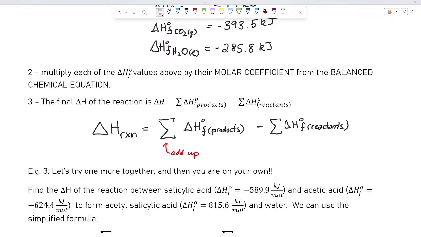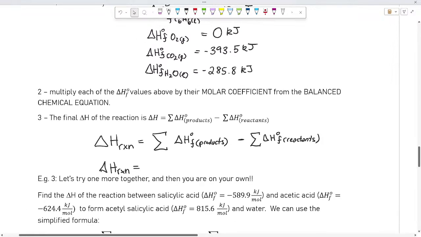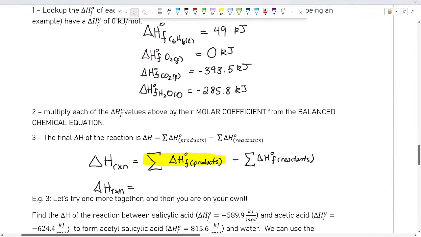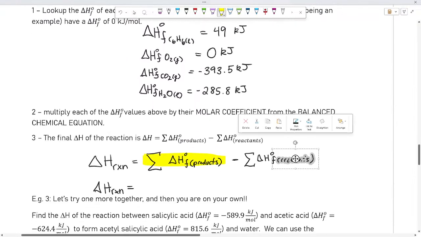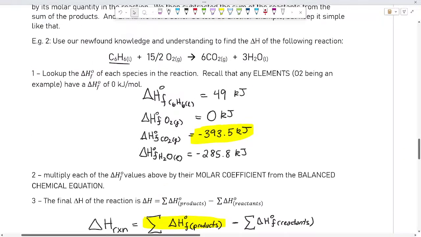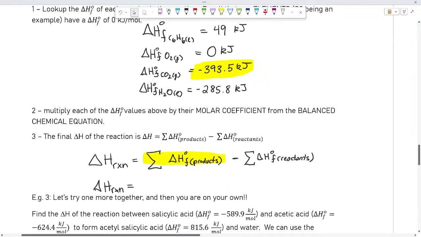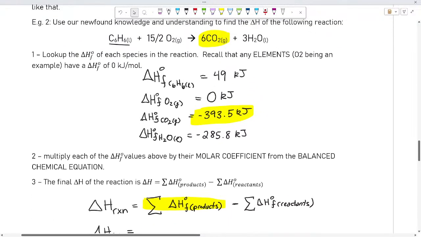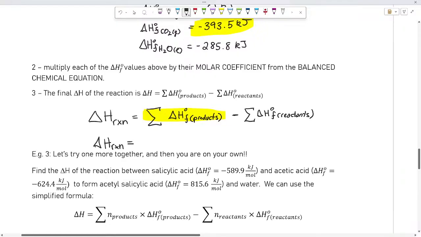So let's do that up above. Sorry, I should have left a little bit more room here, but that's okay. The delta H of this reaction would be what? Let's just go one at a time. Let's deal with our products. What are the products here? CO2, right? And CO2 has a delta H naught F of what? -393.5. But how many of those are we going to get?